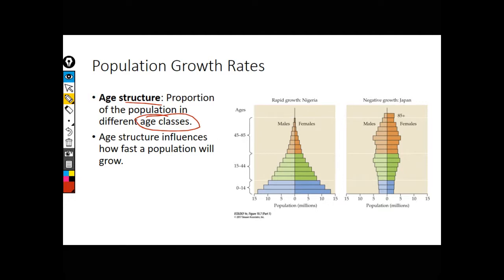So the way that you can start to graph these things are what we see here. Okay, so at the bottom you have the population size, okay, so how large or how many individuals are in each group. And then in this, we have how our age classes are broken down.